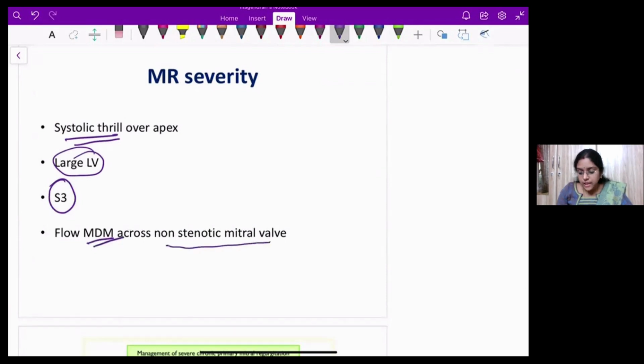So what happens is, in a patient with MR, you will find an MDM, a mid-diastolic murmur, in the apical region. But when you do an echo, you will find that there is no MS, no mitral stenosis. But how come this MDM is produced?